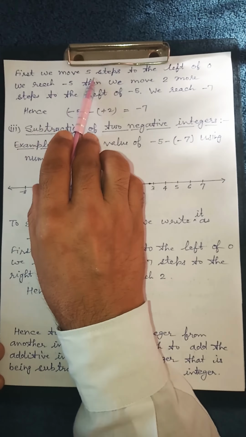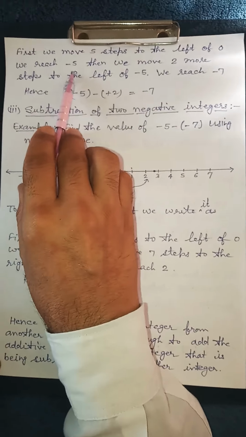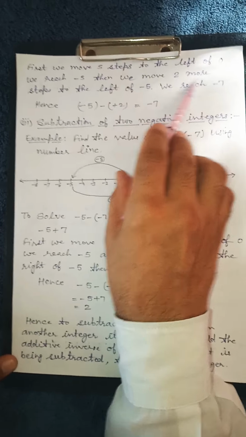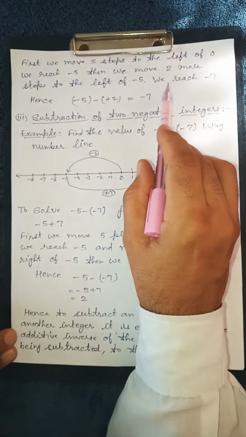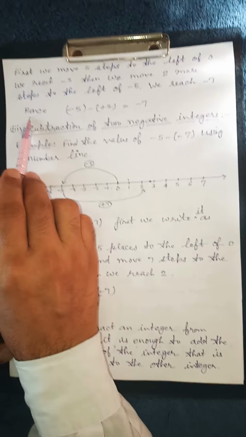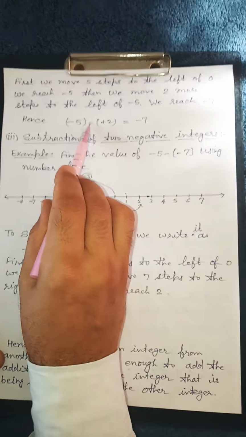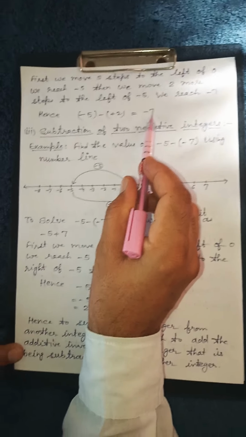First we move 5 steps to the left of 0. We reach minus 5. Then we move 2 more steps to the left of minus 5. We reach minus 7. Therefore, we can say minus 5 minus 2, that is equal to minus 7.